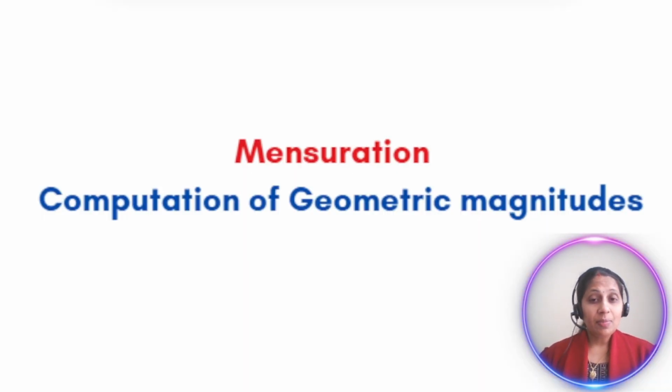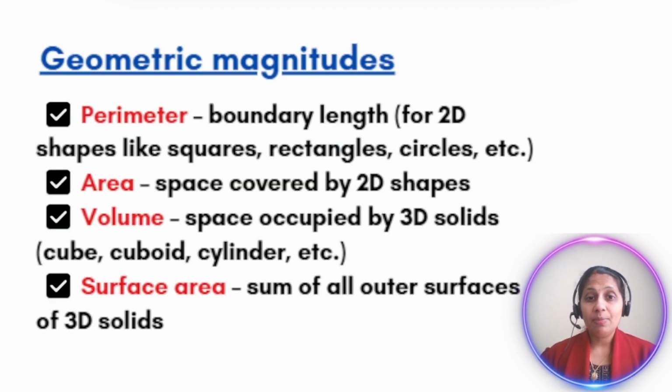Mensuration is nothing but computation of geometric magnitudes. What does computation mean? It's measuring. What does geometric magnitude mean? It's nothing but your perimeter, which is the boundary length, area, which is the space covered by 2D shapes, volume, which is the space occupied by 3D shapes, and surface area, which is the sum of all your outer surface areas. Okay, let's understand it in an easier way.